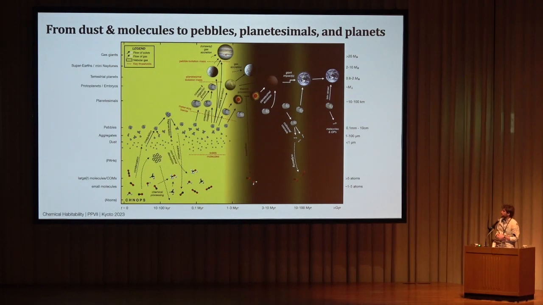The bad news is that while we have the sequence, there are great uncertainties in some of the individual steps, and these are linked to fundamental uncertainties in very basic disk properties, right? What is the mass in disks, the temperature, what is the nature of turbulence?